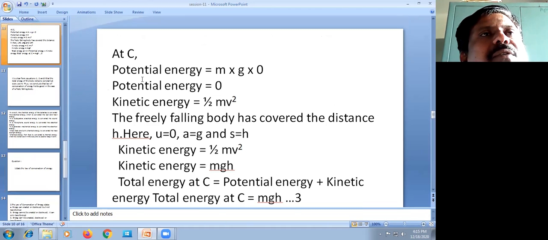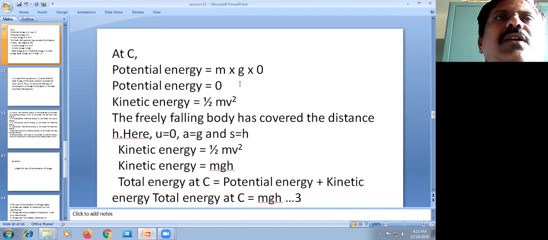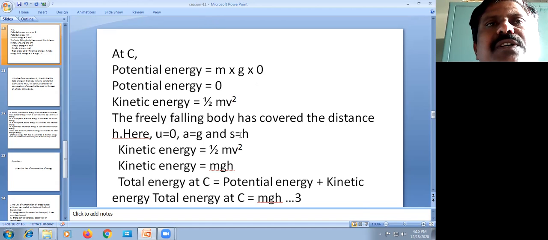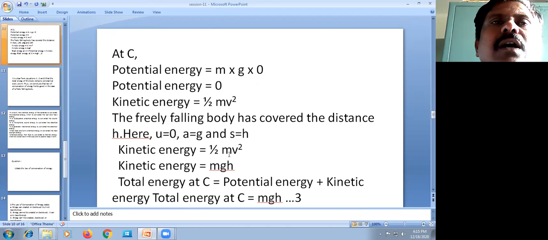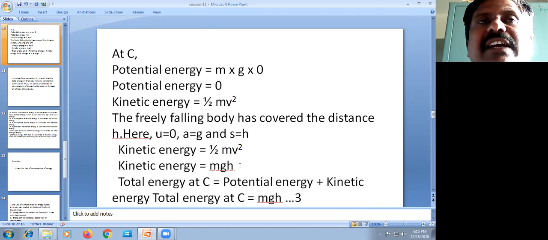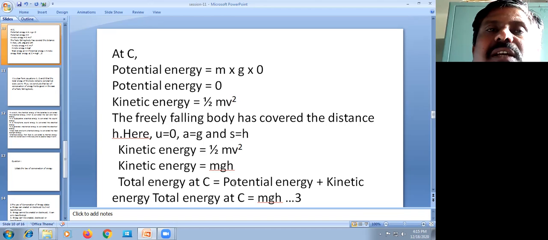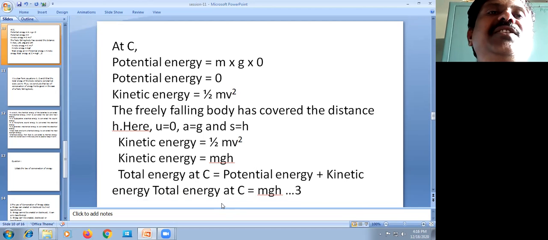Next, what about point C? Here the potential energy of the object when it reaches the ground surface, where h is 0, is mg into 0, which equals 0. The kinetic energy of the object is half m v squared. The freely falling body has covered the distance h, so u equals 0, a equals g, and s equals h. So the kinetic energy becomes mgh. Therefore, the total energy at point C is potential energy plus kinetic energy. The potential energy is 0, so the kinetic energy is mgh. So the total energy of the object at point C is again mgh.